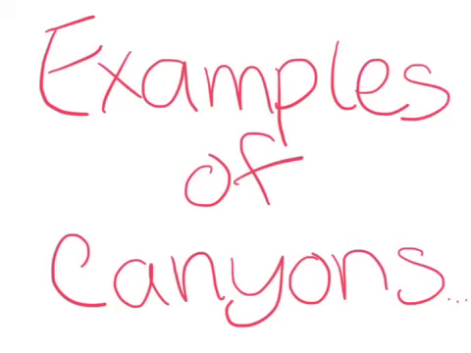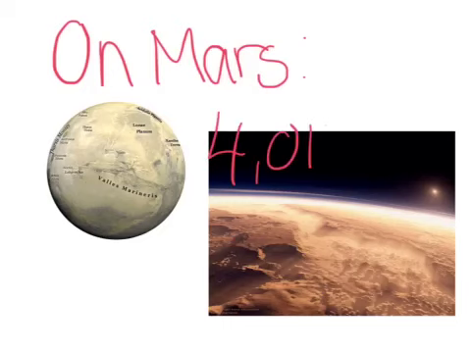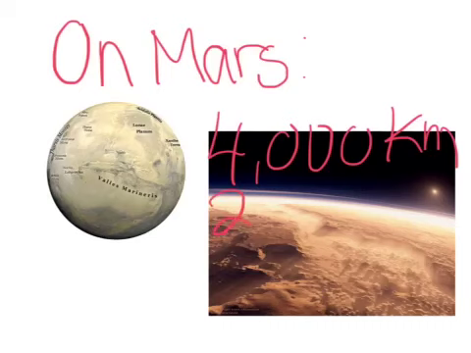Examples of canyons. On Mars, there is a canyon called the Valles Marineris, and it's also shown in this picture. And that canyon is named after the Mariner 9 Mars orbiter, and it is more than 4,000 kilometers in length, 200 kilometers wide, and up to 7 kilometers deep.